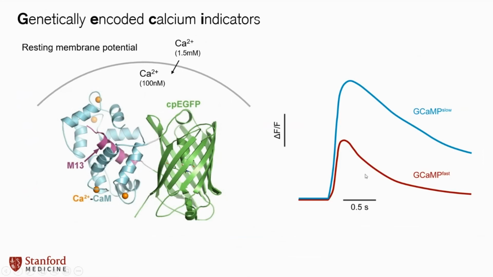And a very typical calcium fluorescent response would look something like this. There are many versions of GCaMP. So there's GCaMP slow, GCaMP fast. And you can see that for GCaMP slow, it aggregates calcium much slower and the signal will last longer. GCaMP fast is better for fast spiking neurons. It's a much quicker response, kind of flips on and off very rapidly.